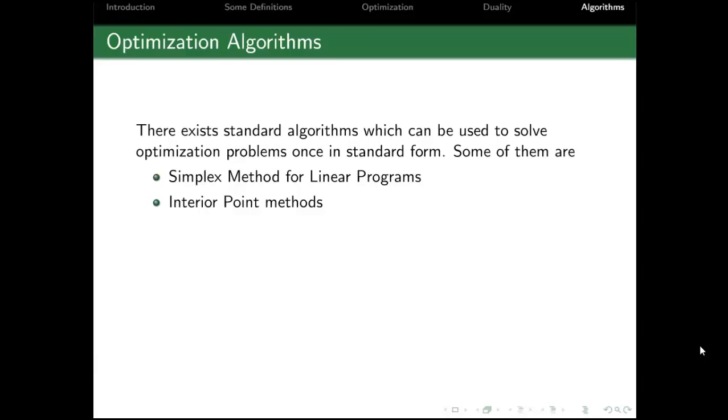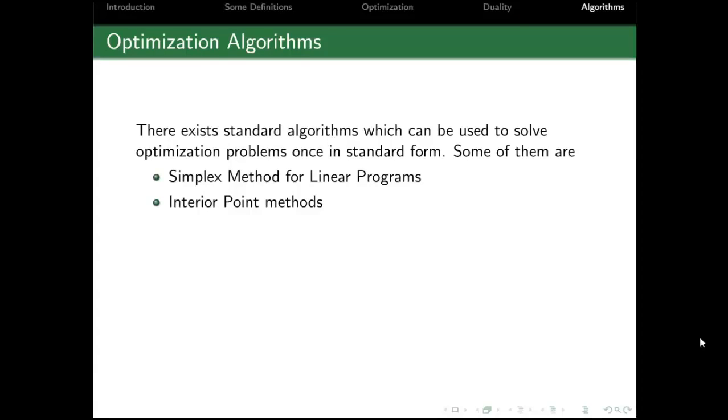There exist many standard algorithms to solve optimization problems once you take them to standard form. For linear programs there is the well-known simplex method, and the most popular methods for solving general optimization problems right now are interior point methods. We'll not be covering these methods in detail at all.